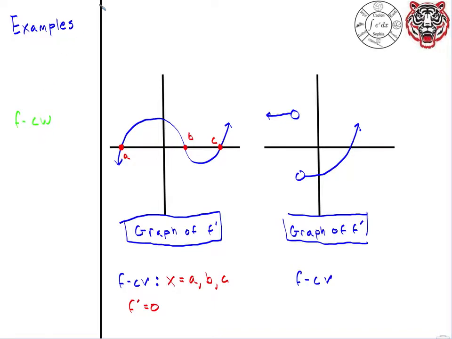FCV, those are, oh, that's a CV. FCV, that happens where f prime is 0 and DNE. Is it f prime or f double prime? F prime. F prime equals 0 or f prime DNE.